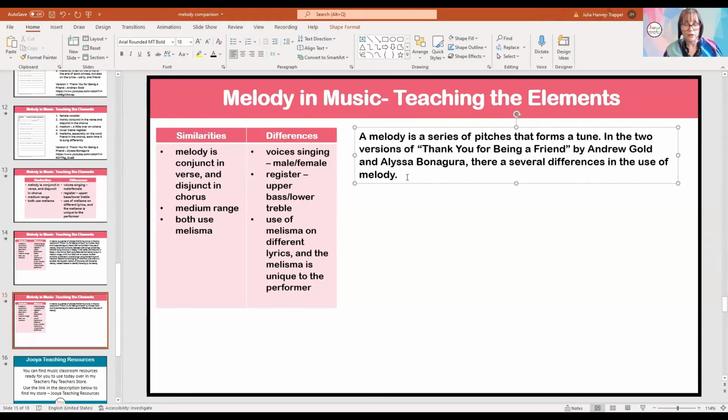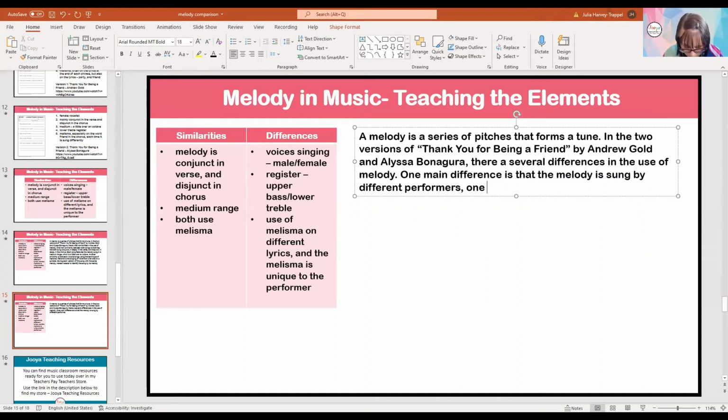Okay, so again, we are going to look at the differences now. One main difference is that the melody is sung by different performers. One is male and the other is female. One is, I should say, a male vocalist. The other is a female vocalist.